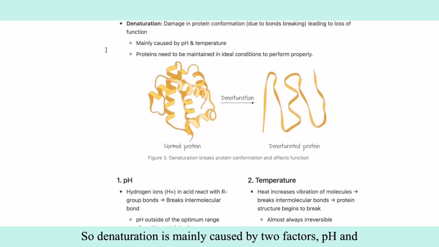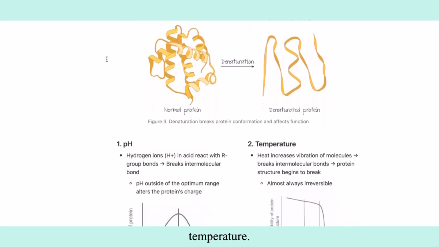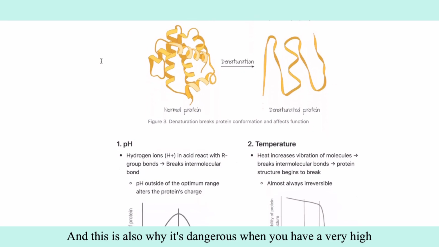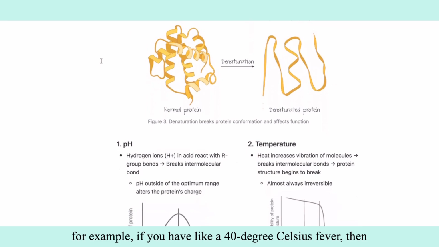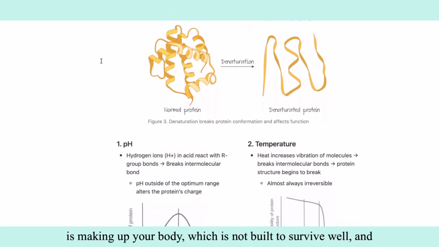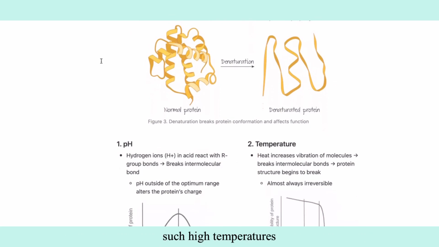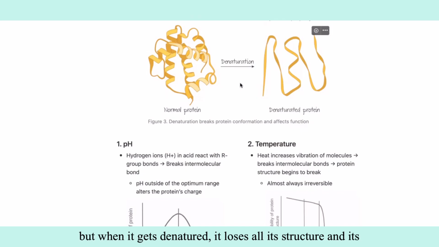Denaturation is mainly caused by two factors, pH and temperature. That's why proteins need to be maintained in ideal conditions to perform properly. This is also why it's dangerous when you have a very high fever for a long time. For example, if you have a 40°C fever, the proteins making up your body, which are not built to survive well in such high temperatures, will start to die, and that can cause major permanent damage. As you can see here, the normal protein has a three-dimensional shape, but when it gets denatured, it loses all its structure and its function.